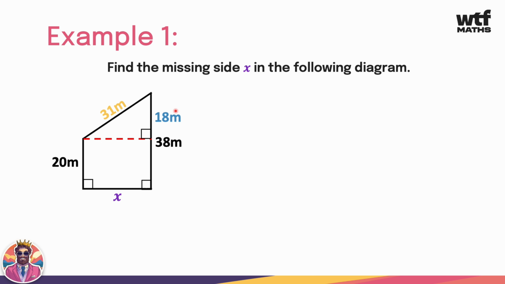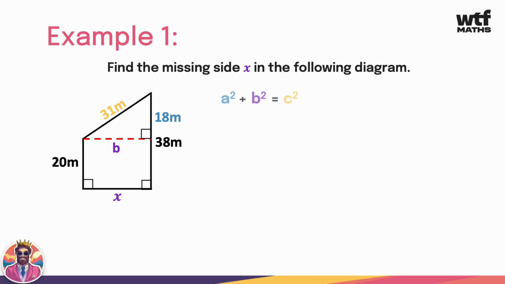Now, because I've got 18 meters and 31 meters, that's two sides, I could find this third side here. So I'm just going to call it b for now. But here's the cool bit. b will be the exact same length as x, because this is now a rectangle shape. So this length x that we're trying to find is the same as b. So if we find out what b is, we'll find out what x is, which is really handy.